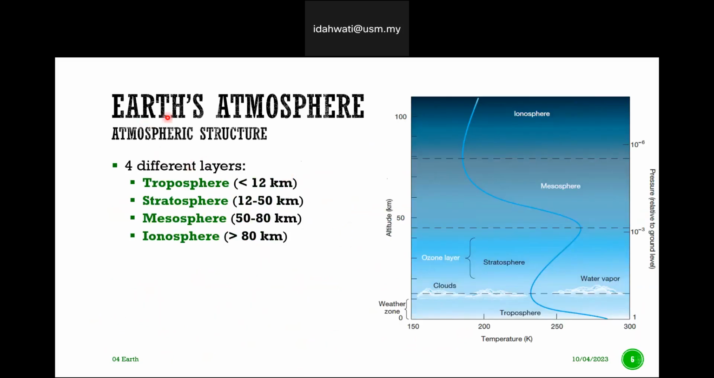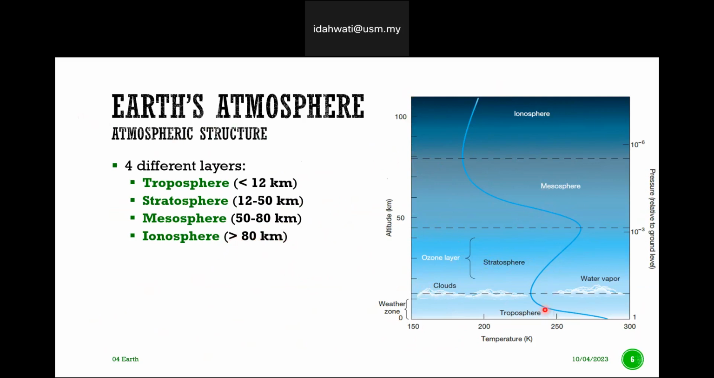So now we go to the atmospheric structure. We have 4 different layers. If you can see, the bottom one is less than 12 kilometers, which is the troposphere. Then the stratosphere, about 12 to 50 kilometers, followed by the mesosphere, around 50 to 80 kilometers. And lastly, we have the ionosphere, above 80 kilometers.